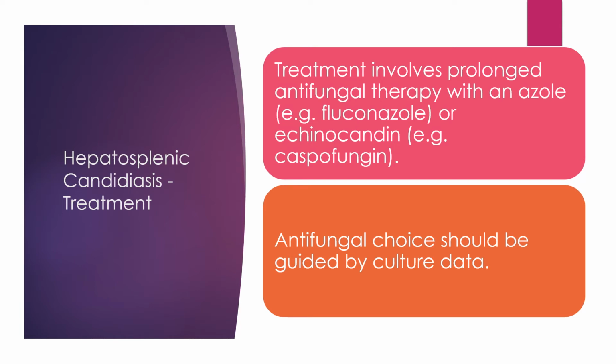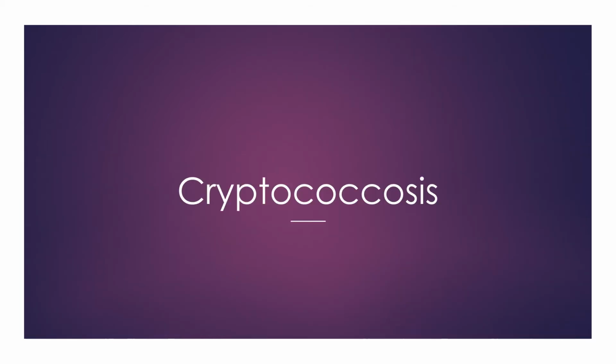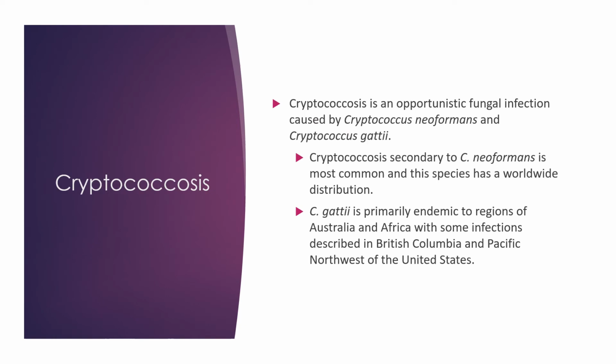Treatment typically involves either an azole, such as fluconazole, or an echinocandin. But clearly, if you have an organism on a blood culture or on an aspirate, you would go off the culture data to guide your therapy. So another infection which can disseminate to the liver in the context of disseminated disease is Cryptococcus.